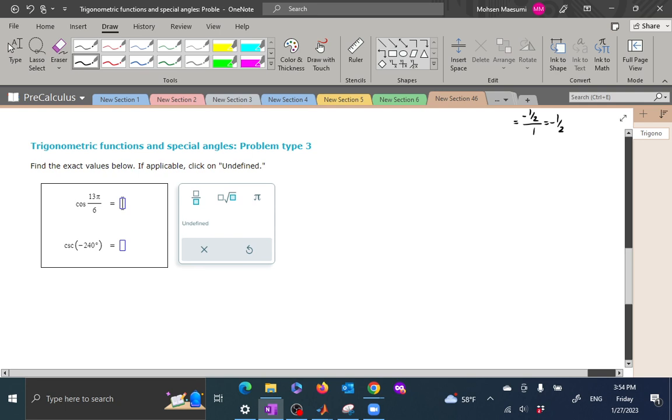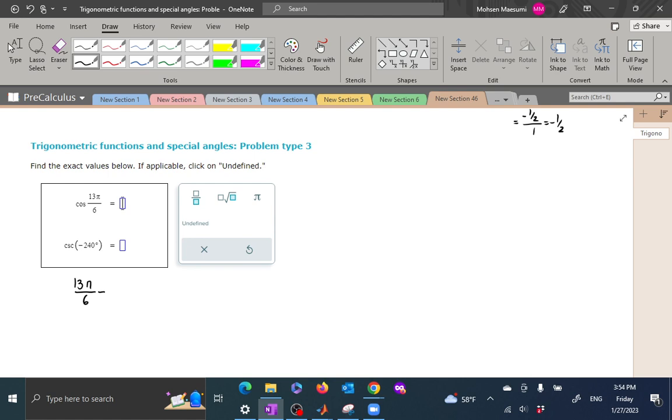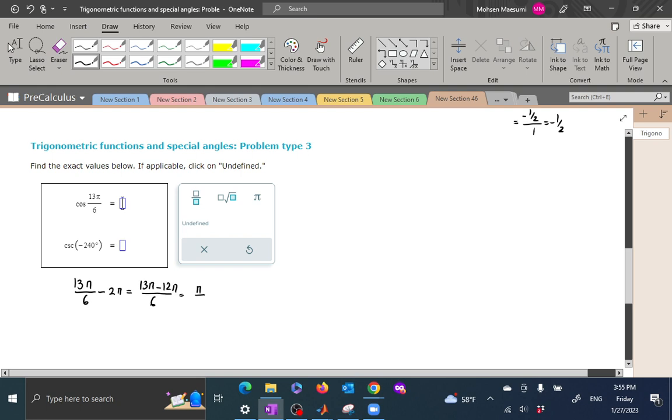Cosine of 13 pi over 6. So we look at that. 13 over 6 means that's something larger than 2. So 13 pi over 6 is more than 2 pi. So one way to approach this problem, there are several things you can do. Perhaps straightforward is to subtract as many 2 pi's as it takes until you end up in the first circle. So how do we subtract it? We take a common denominator, that is 13 pi, multiply this by 6, becomes 12 pi. You subtract it, becomes pi over 6.